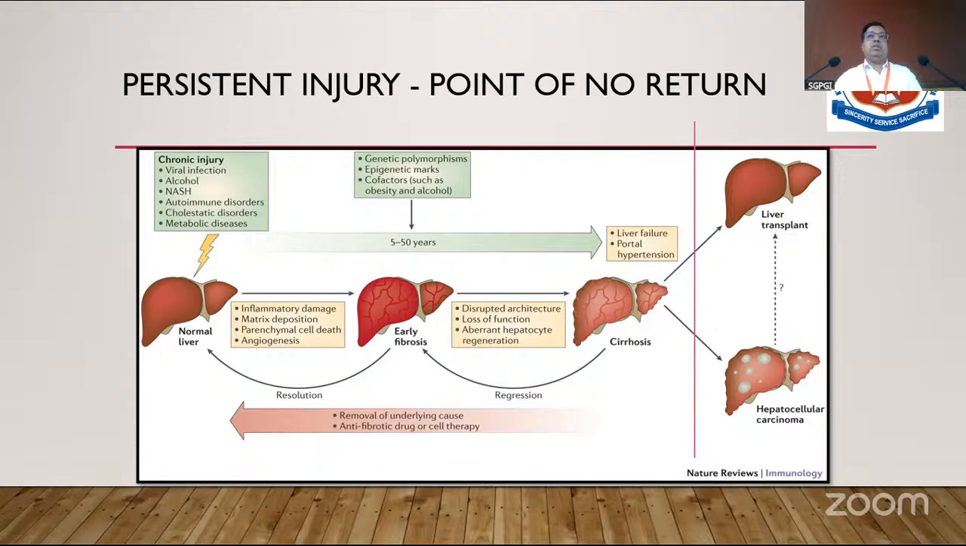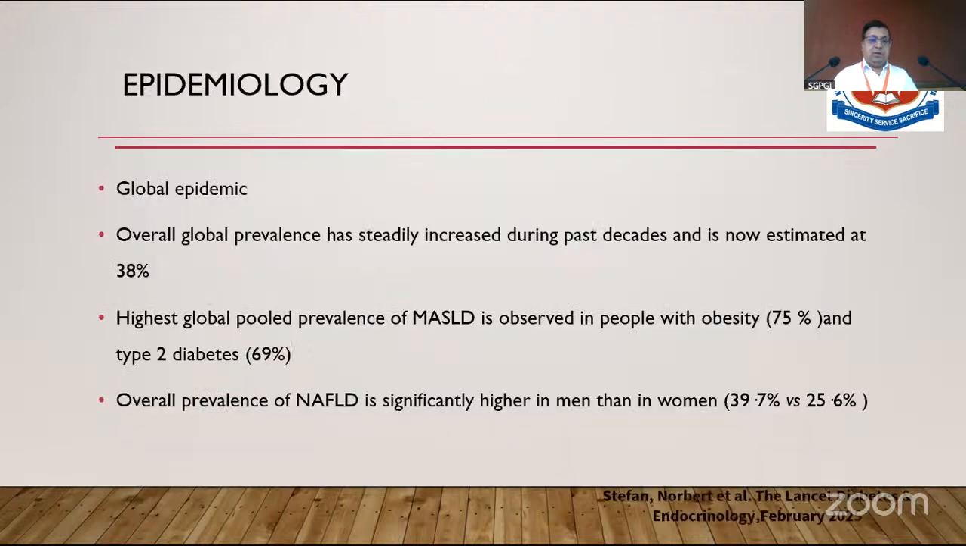By continuous injury, compensated cirrhotic liver will develop into decompensated cirrhosis, or hepatocellular carcinoma may develop in the liver. In the epidemiology, MASLD is a global epidemic. Overall, global prevalence has steadily increased during the past decade, and now it is estimated at about 38%. That means 1/3 of the people in the world are having MASLD. The highest global prevalence of MASLD is observed in patients with obesity and type 2 diabetes mellitus. Overall prevalence of NAFLD is significantly higher in men in comparison to women.